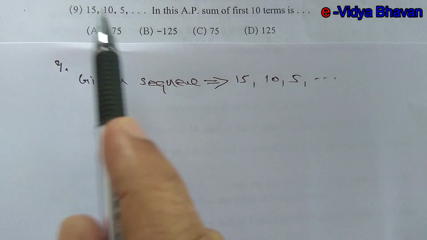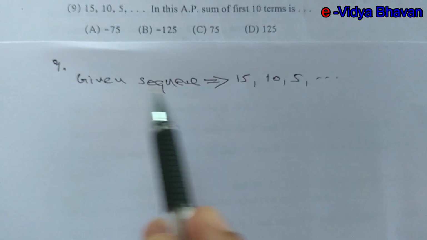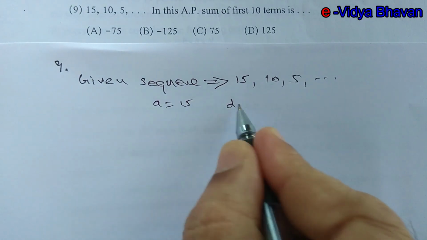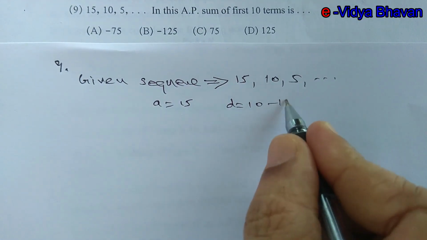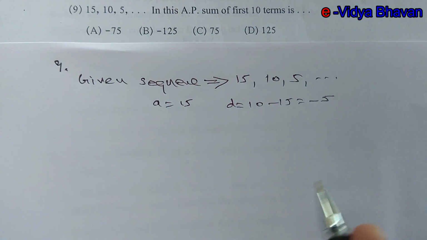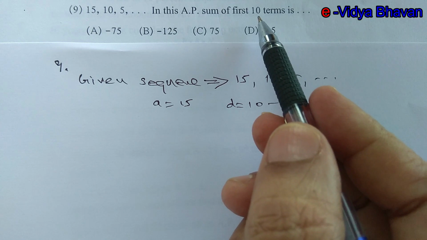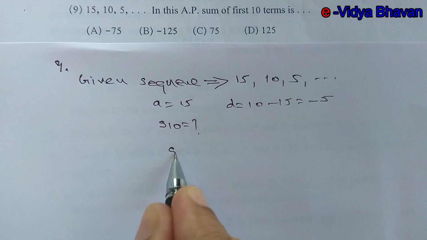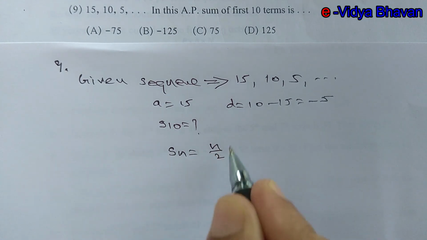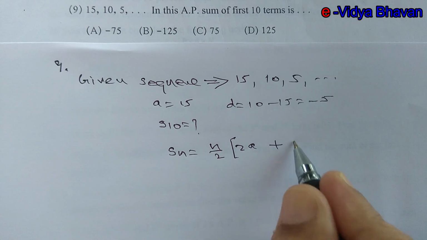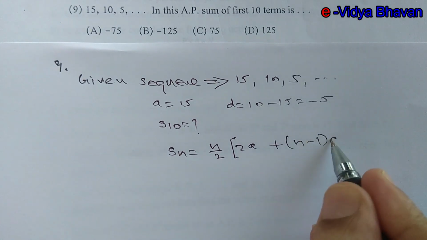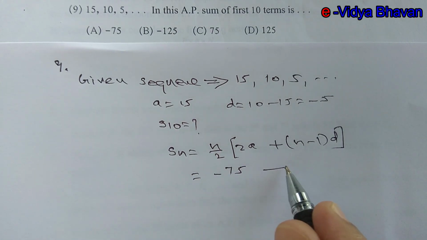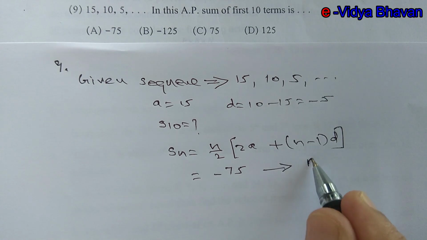Question number 9. 15, 10, 5 is the AP. So the given sequence is 5, 10, 15. This we will take as A. The common difference will be 10 minus 15, that is minus 5. Sum of first 10 terms, so they are interested in S10. Use the formula for Sn, n upon 2 times 2a plus n minus 1 d, and you will get an answer after substitution, minus 75. That is, your option is A.